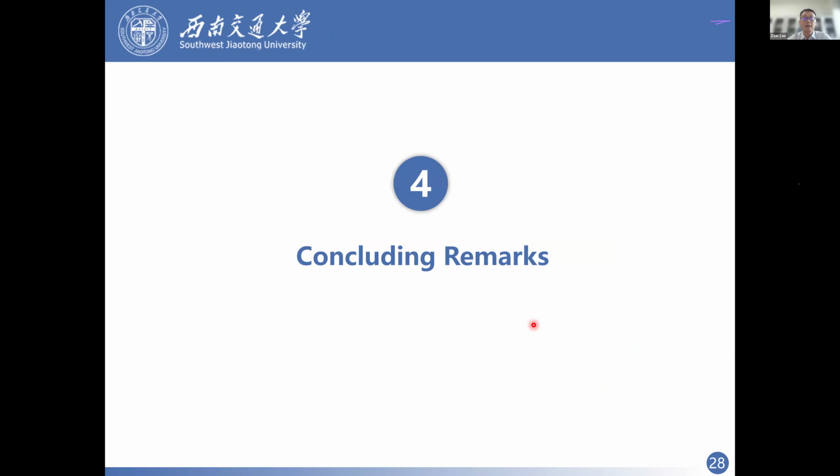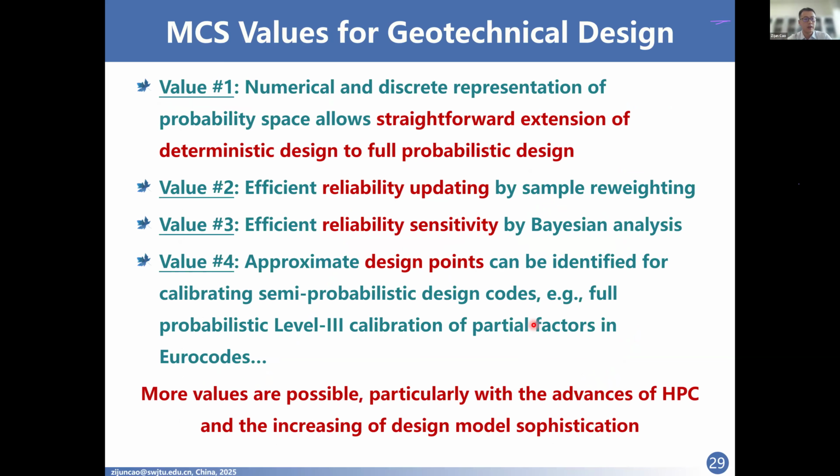Finally, I would like to summarize my talk. Four key values of Monte Carlo samples for geotechnical design are presented here. It can be seen that beyond the reliability calculations, it allows straightforward extension of deterministic design to full probabilistic design. Besides, post-processing of Monte Carlo samples allows efficient reliability updating, identifying sensitive parameters, and approximating design points.